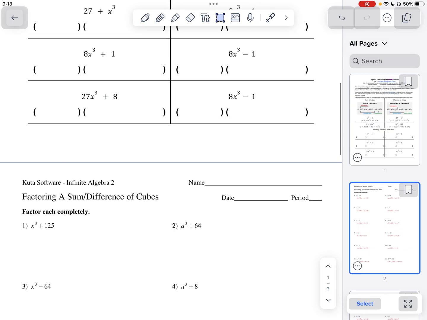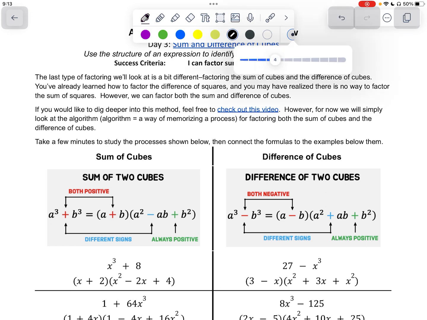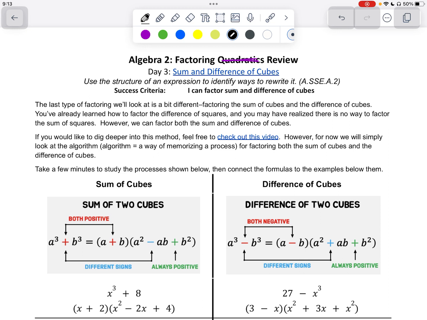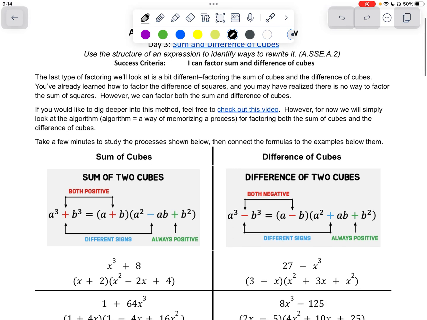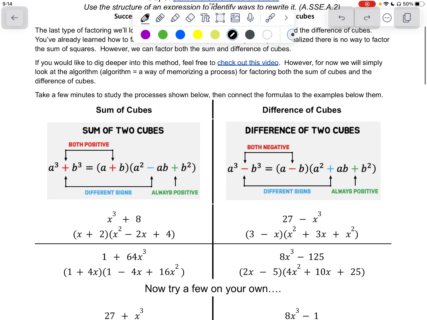But you can factor both the sum and difference of cubes. I have gone back and forth about whether or not to show this method because we're not going to look at the why it works. We're just going to look at the how to do it. If you really want to look into why it works, it's a really cool geometric explanation. You can check out this video right here. I'll have it linked in Schoology. But you're not responsible for it. It will be a good idea to learn the algorithm, so we're just going to look at the algorithm.